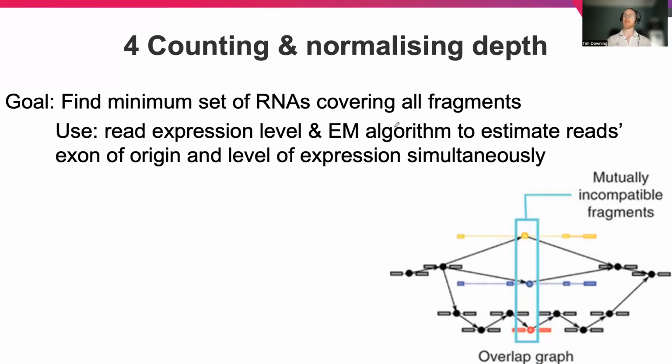So what we can think about is these mutually incompatible fragments where we have this yellow exon here, this blue exon here, and this red one down here that are all different. So blue and yellow and red are different, and if we map reads to them, we might find that they're different. This is shown in a de Bruijn graph, overlap graph layout.